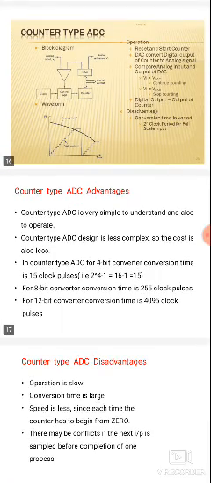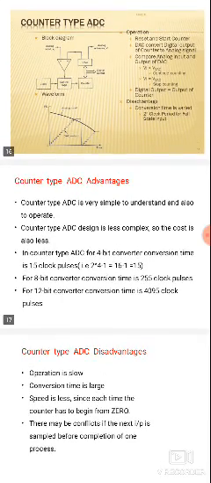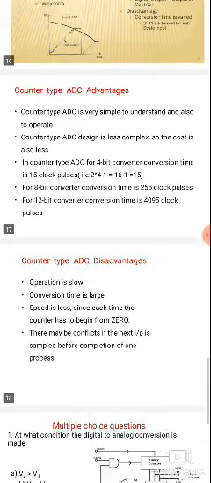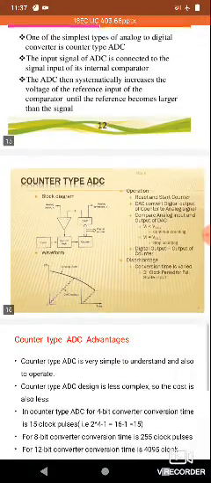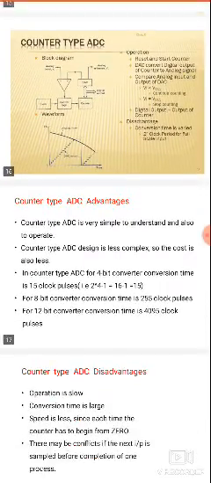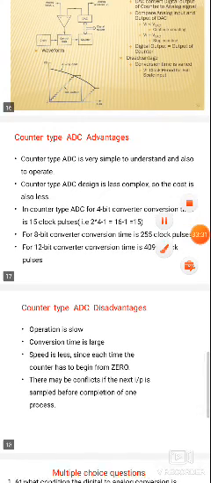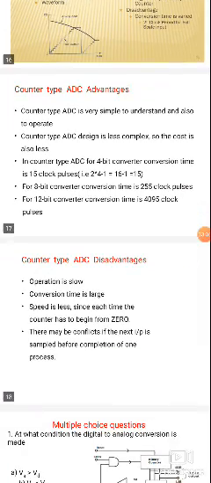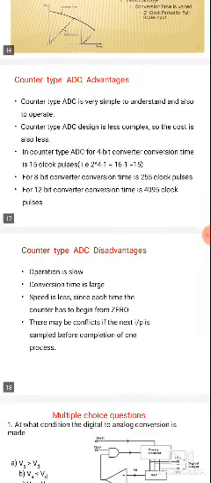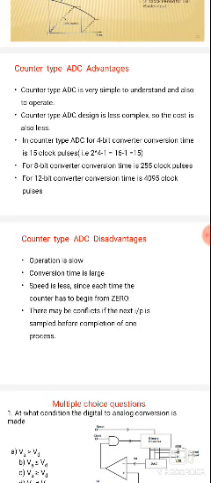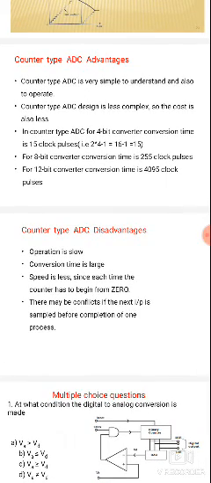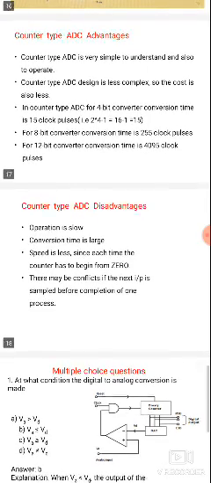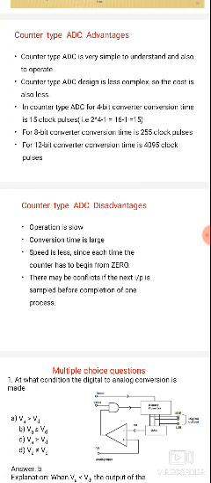The main disadvantage is that the conversion time varies; 2 power n clock pulses are required for full scale input. Now the advantages of the counter type ADC. The counter type ADC is very simple, easy to understand and simple to operate. It requires fewer blocks: one is an AND gate, next a general purpose op-amp that works as a comparator, then a DAC, the digital to analog converter, and next the clock pulses.